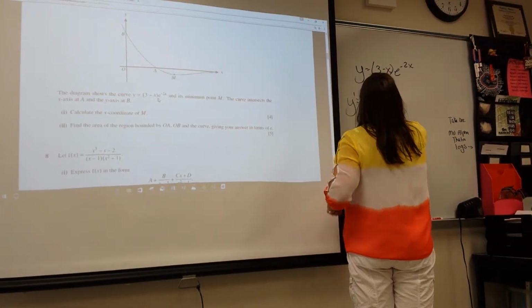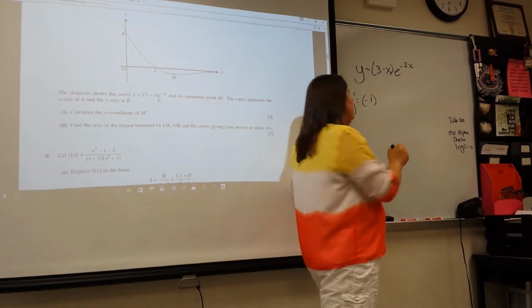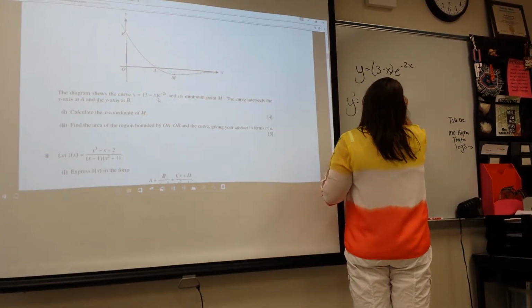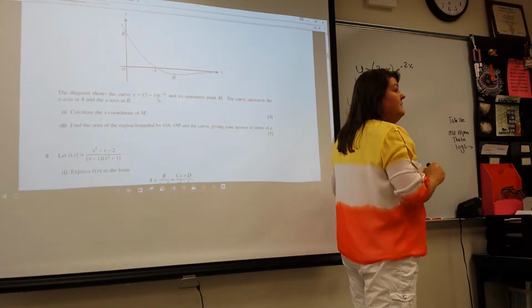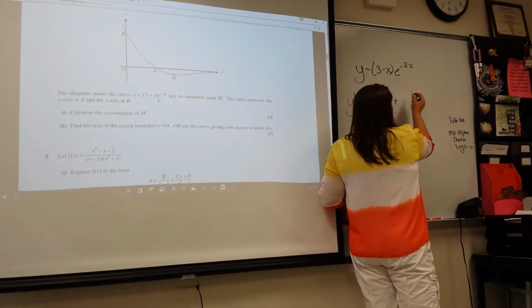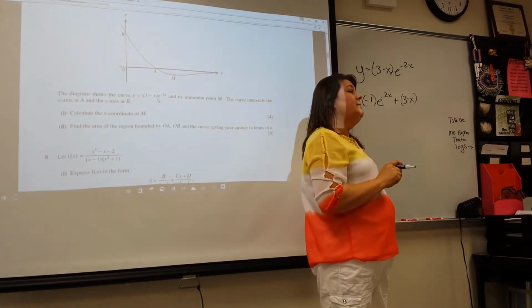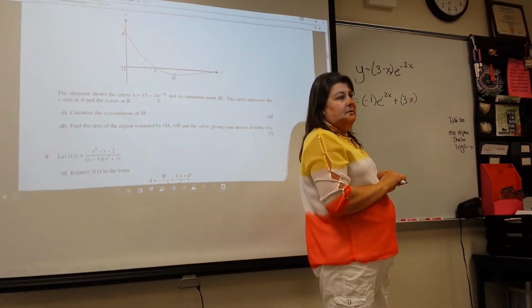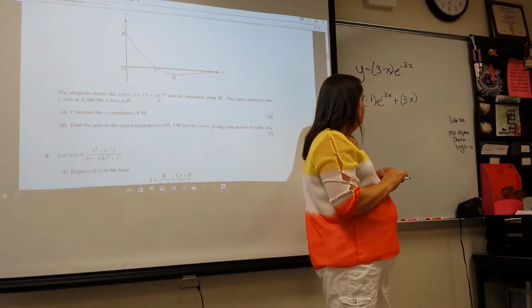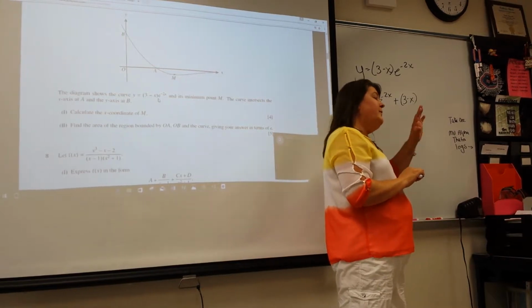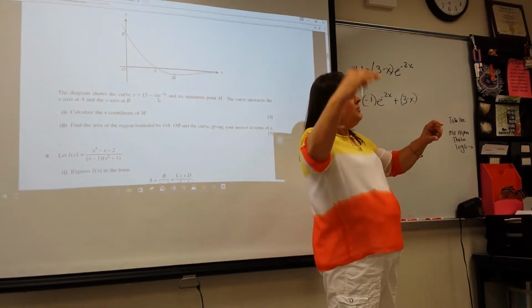So negative 1, and then times e to the negative 2x, which is negative e. So plus the first, leave it alone, times the derivative of the second. Plus in between. So for a product it's addition, for a quotient it's subtraction.